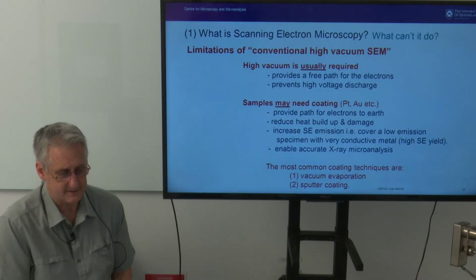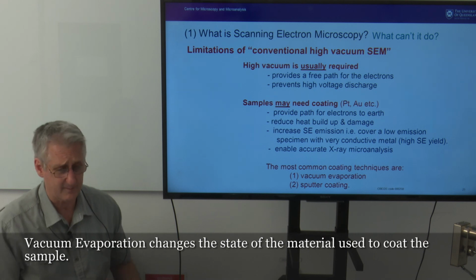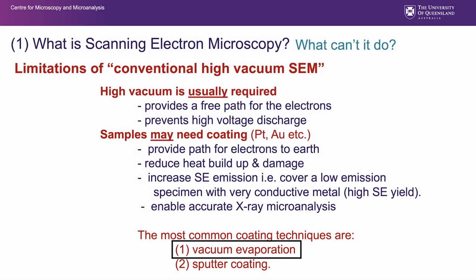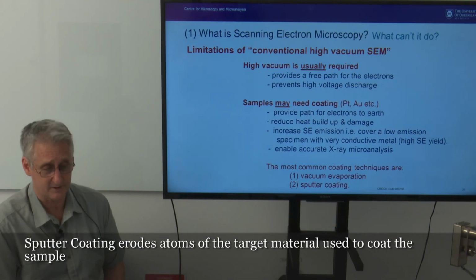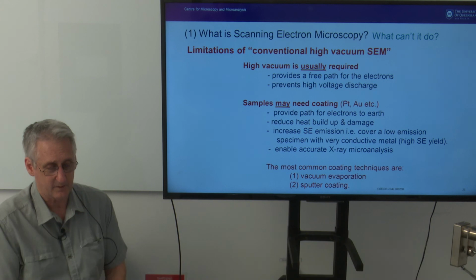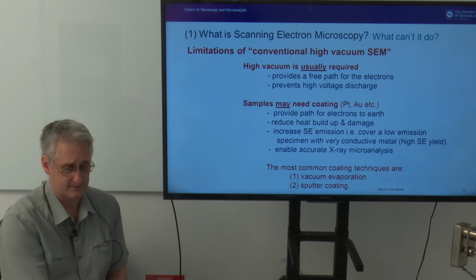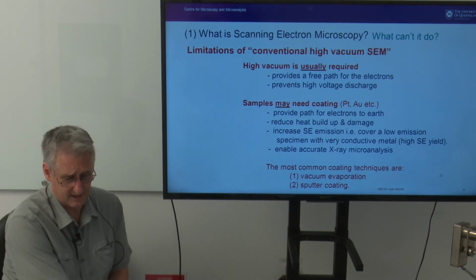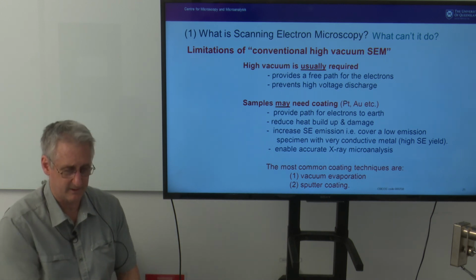A nice way of looking at this: vacuum evaporation is where we change the state of that particular material, be it carbon or be it metal. It's a bit analogous to going into a bathroom, putting the hot shower on and producing steam which condenses on the mirror. Sputter coating is basically a process where we erode atoms of whatever target material we're using. We don't normally sputter carbon, but we can certainly sputter metals and alloys, and we erode that material away using a plasma and deposit it down on the sample surface. So both of these techniques coat the sample surface with a very, very fine, usually several nanometers to tens of nanometers thick coating.